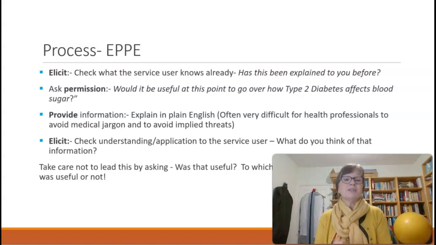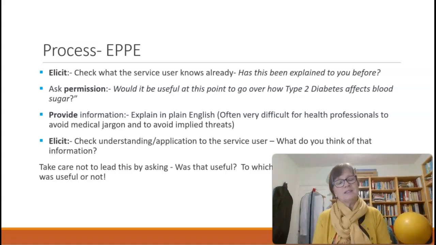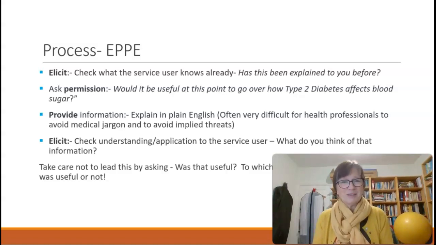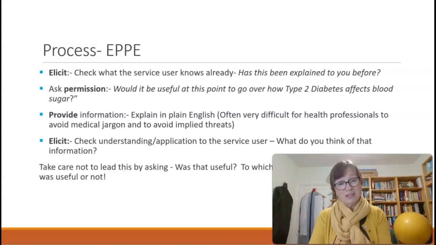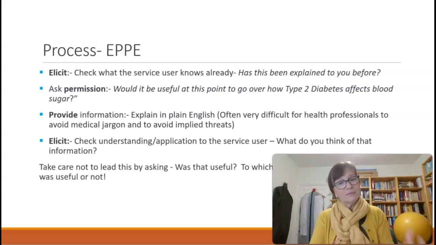Because if the answer to those things is, well, no, it hasn't been explained, or it was, but I can't remember anything about it, it just went over my head, I was in such shock, we need to check what that person knows. But it could be that your person with type 2 diabetes actually is a practice nurse or a consultant medic who does know a bit about type 2 diabetes. So you don't want to be explaining something, making assumptions. You explain based on what the person already knows and what the gaps are, if there are any. So find out what they know already, elicit what they know.